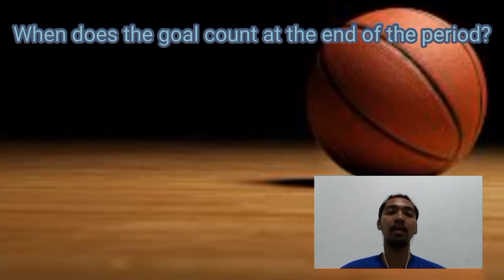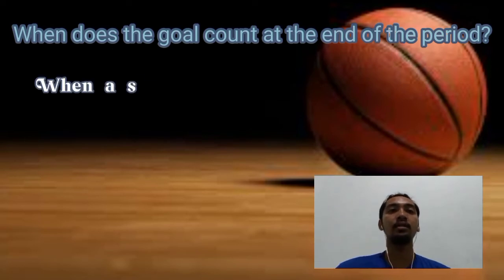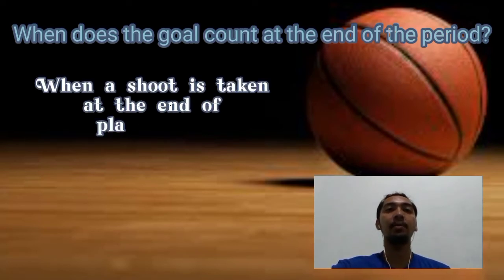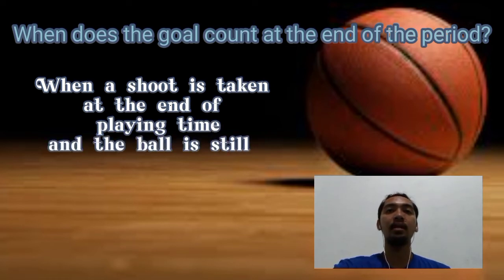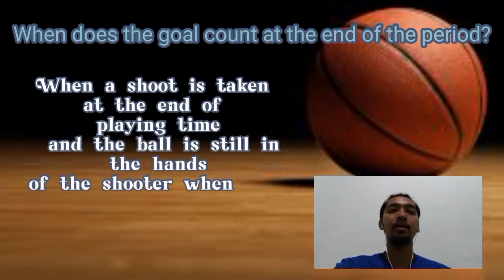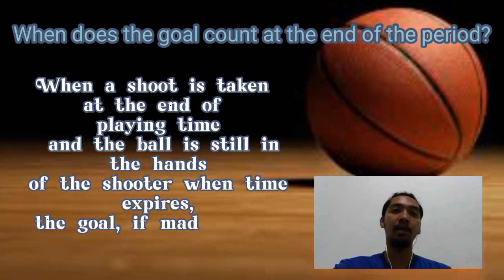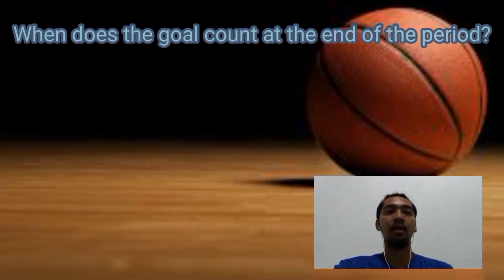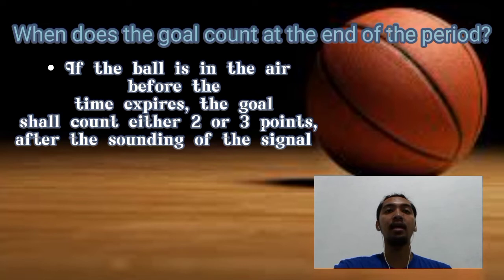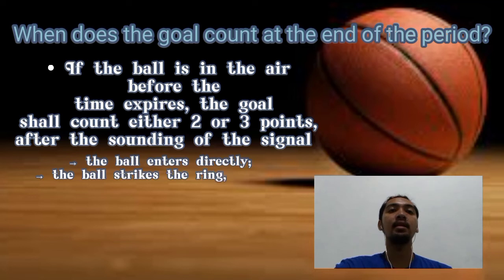The goal count at the end of a period. When a shot is taken at the end of playing time and the ball is still in the hands of the shooter when the time expires, the goal, if made, shall not count. If the ball is in the air before the time expires, the goal shall count, either 2 or 3 points, after the sounding of the signal, if the ball enters directly, or the ball strikes the ring, rebounds, and enters the basket.